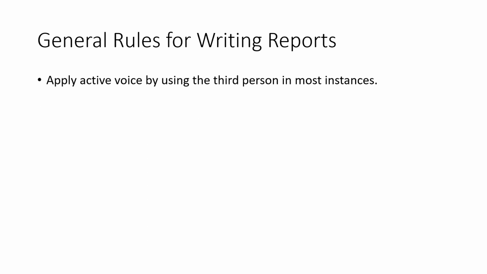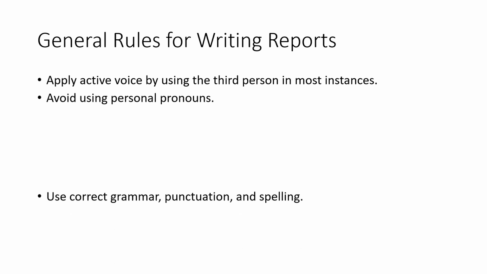So general rules for writing reports. We're going to try and apply an active voice by using third person in most instances. We're going to avoid using personal pronouns, which I've said. Me, I, we, they. No, we don't use those. Some people think you can, but I'm kind of old school. Sometimes there's a situation for it, but for the most part, no.